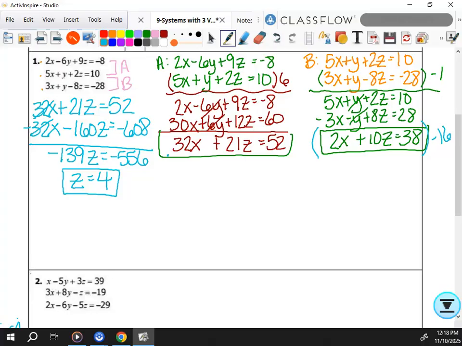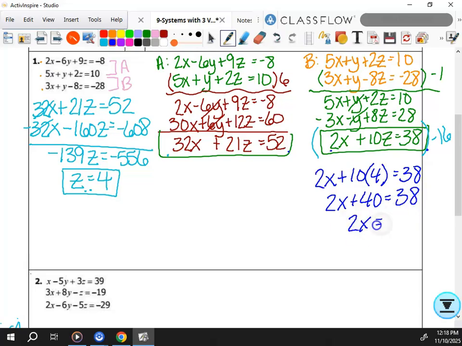Okay. All right, so now I got to take this and substitute it back into one of these two to figure out what x is. Which one you want to substitute it into? The second one, I agree with that. So this is going to be 2x plus 10 times z equals 38. Get 2x plus 40 equals 38. 2x equals negative 2. X equals negative 1.